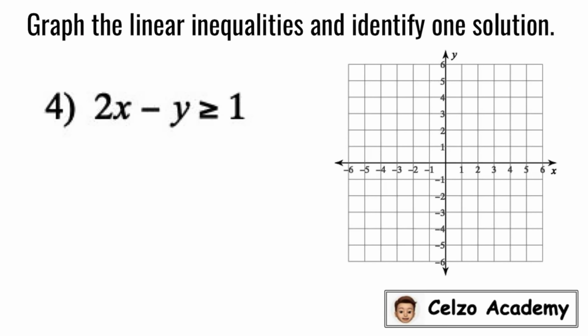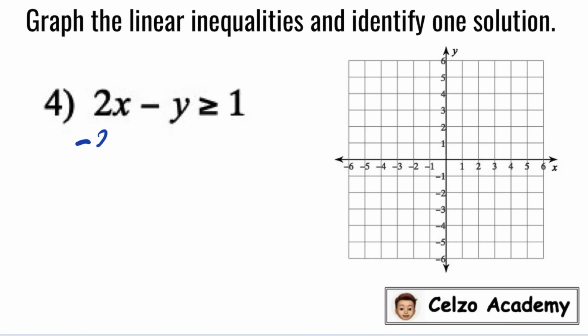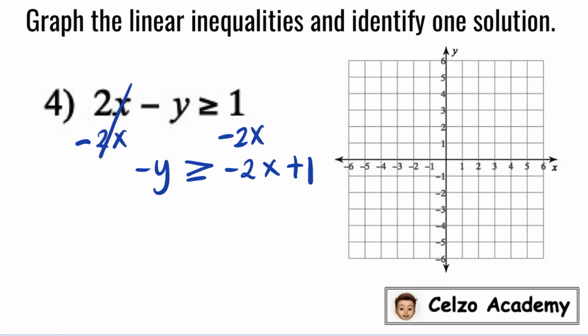Question number 4. 2x minus y is greater than or equal to 1. First, we need to transform this into y = mx + b form. So we need to subtract 2x from both sides of the inequality. 2x minus 2x is 0x. So now we have -y greater than or equal to -2x plus 1.